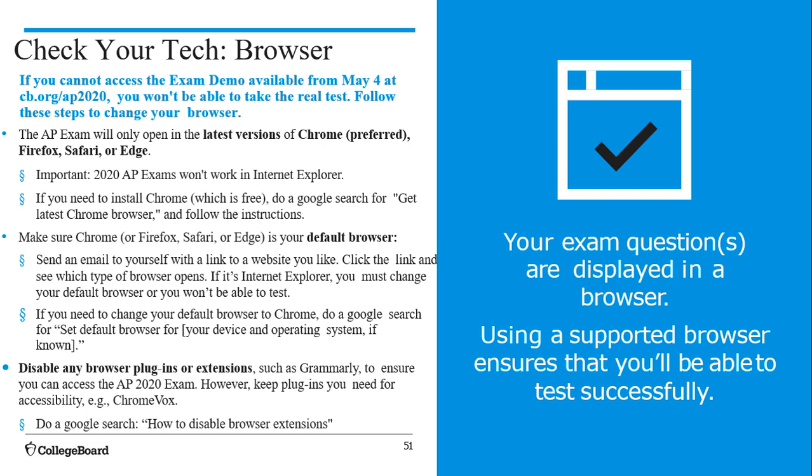Safari, by the way, is what the default is for Apple, but you can still download Chrome. Is your default browser? Send an email to yourself with a link to the website you like. Click the link and see what type of browser opens. What that means, so if you click a link, whatever automatically opens, that's your default. And you can change your default in your settings. Disable any browser plugins or extensions such as Grammarly to ensure you can access the AP exam. However, keep plugins you need for accessibility, Chromevox. These are things if you have like to increase size of fonts and stuff. Do a Google search, how to disable browser extensions.